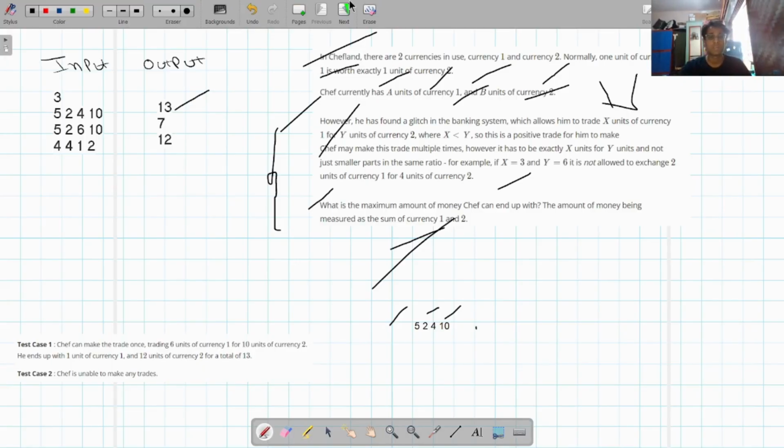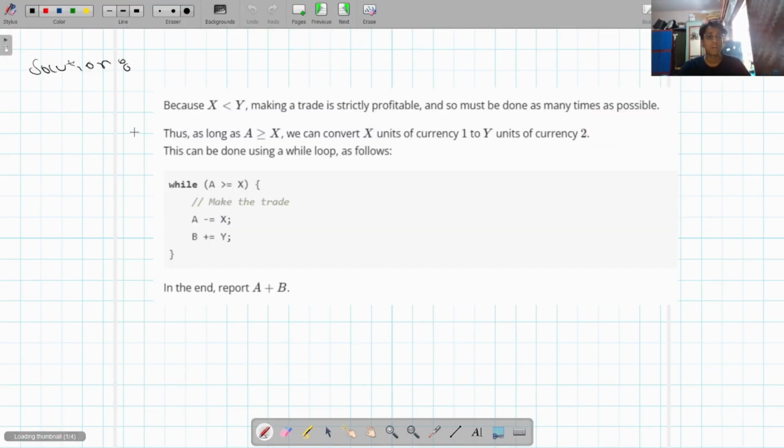So let's move toward the simple solution. Because X is lesser than Y, making a trade is strictly profitable and so must be done as many times as possible. Thus, as long as A is greater than or equal to X, we can convert X units of currency 1 to Y units of currency 2. This can be done using a while loop as follows. While A is greater than or equal to X, A minus equal to X, B plus equal to Y, and at the end the answer would be A plus B. So guys, I think the solution is pretty much clear.